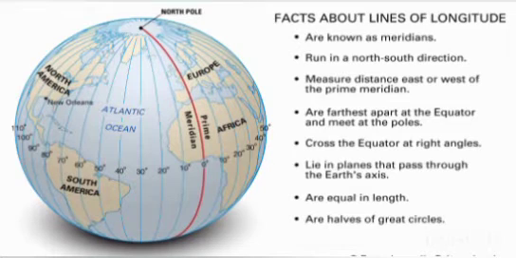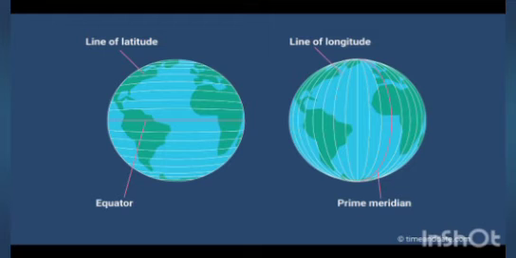The prime meridian also divides the earth into two equal parts. The area between 0 degree longitude and 180 degree east is called the eastern hemisphere. The area between 0 degree longitude and 180 degree west is called the western hemisphere. However, 180 degree east and 180 degree west is the same longitude and is known as the 180 degree or the international date line.